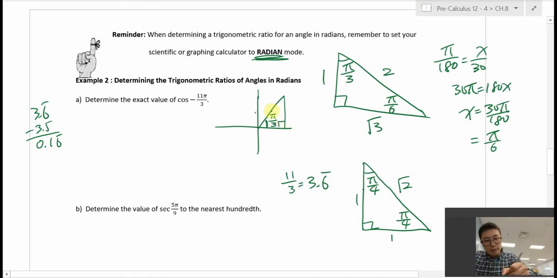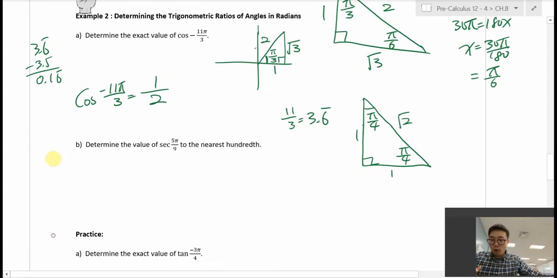So then you can look at your special triangle. Pi over 3 is right there, so the opposite side is going to be root 3. Hypotenuse side is going to be 2. Adjacent side is going to be 1. If we're looking for the cosine, it's going to be adjacent over hypotenuse. So adjacent is 1, hypotenuse is 2, 1 over 2, and that's it. Okay, I will show you one more with part B.